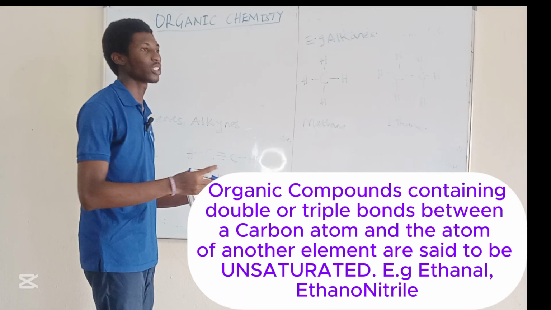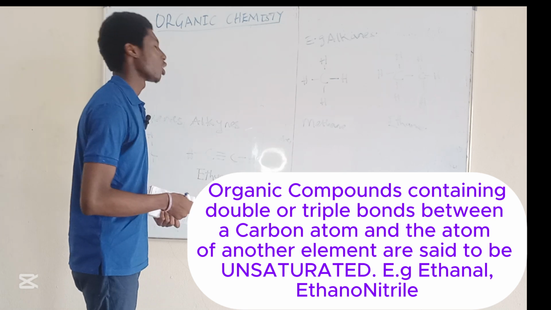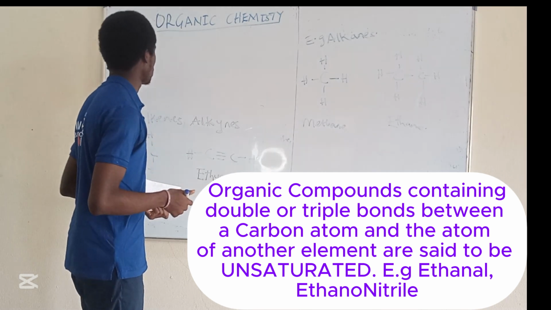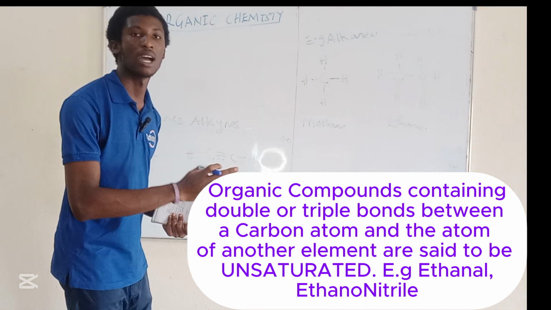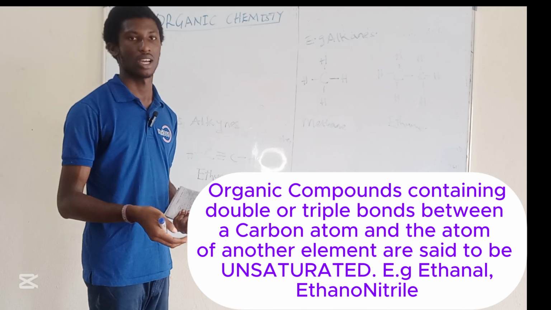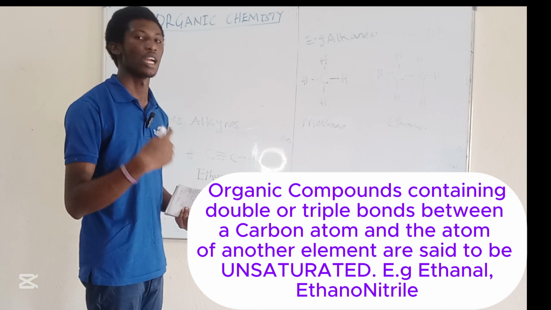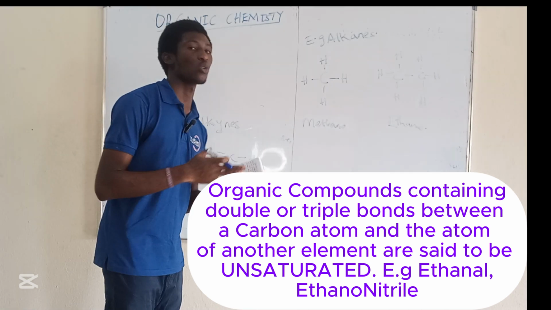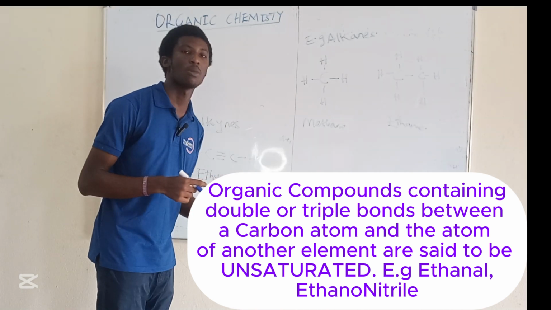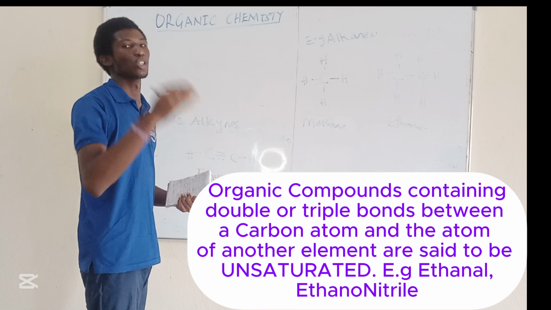Now we have discussed saturated and unsaturated. There's also another category of unsaturated compounds. Compounds that contain double or triple bonds between a carbon atom and an atom of another element are referred to as what? Unsaturated organic compounds. I repeat myself again, compounds that contain double or triple covalent bonds between a carbon atom and the atom of another element are referred to as what?